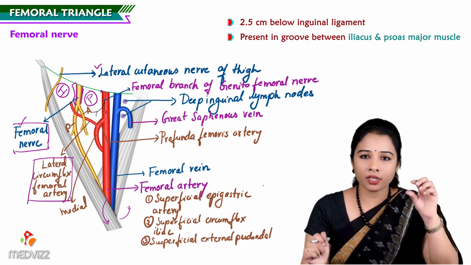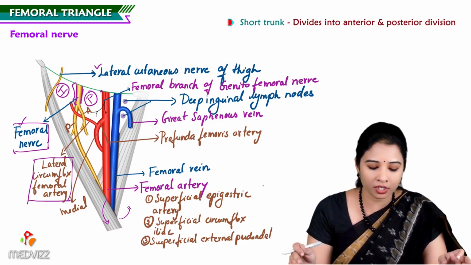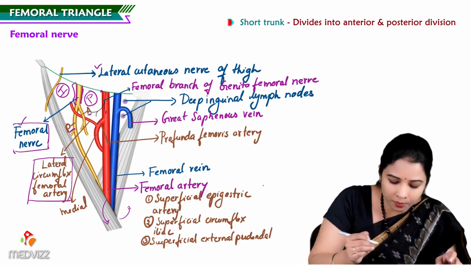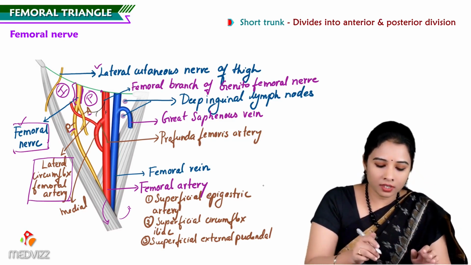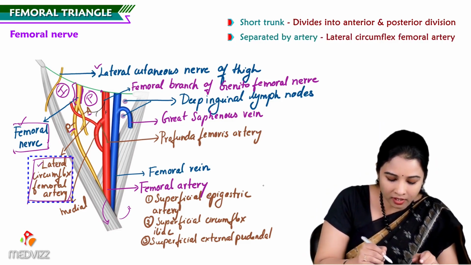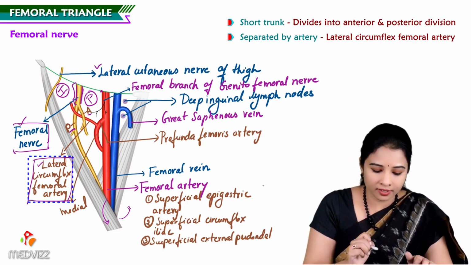And as we know, it is a very short trunk. Immediately it divides into anterior division and posterior division. The anterior division is here and the posterior I have written, and they are encircling. You can see these two divisions are separated by an artery which is the lateral circumflex femoral artery, a branch of profunda femoris artery.